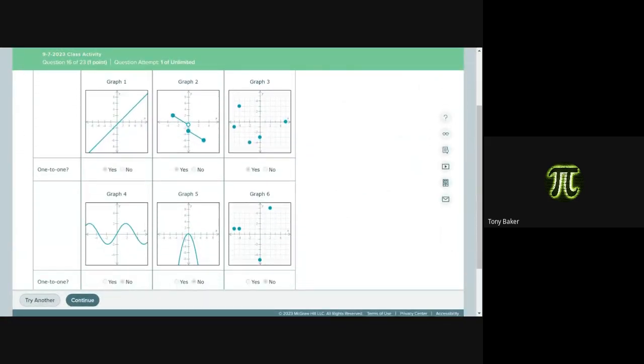Okay. So that's just using the horizontal line test. However you did the vertical line test, if you used a pencil, just looked across, whatever way you did it, just do the opposite for the horizontal line test.